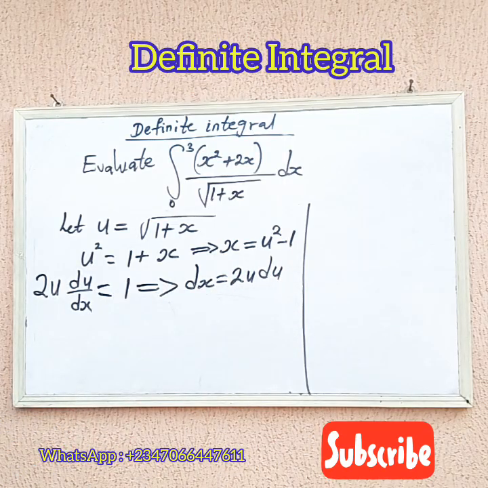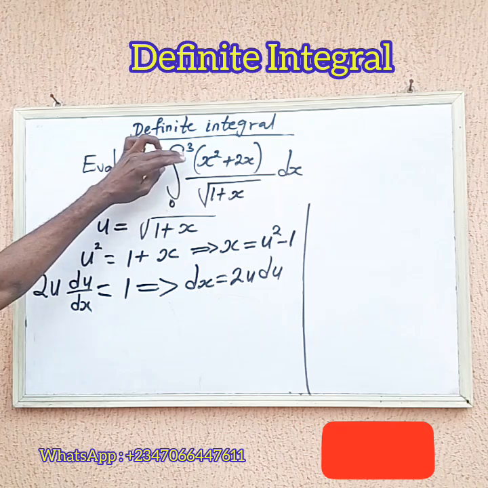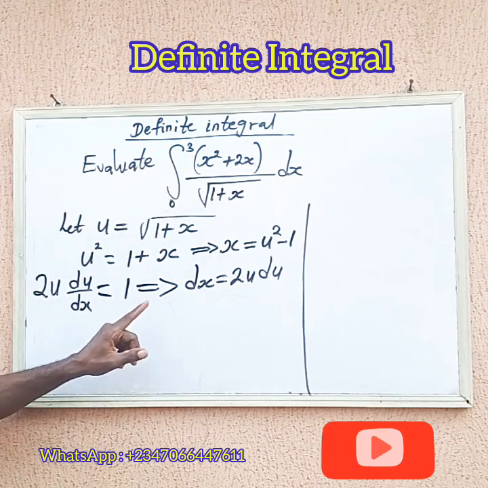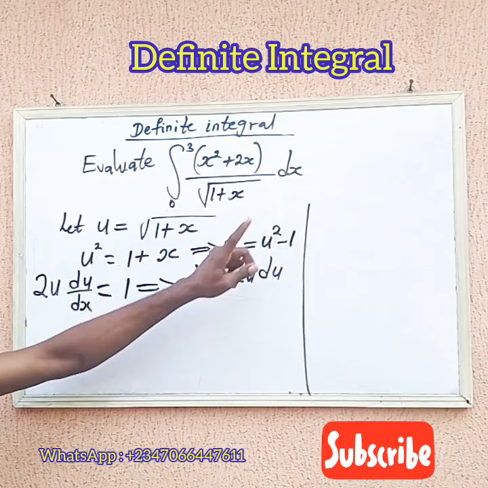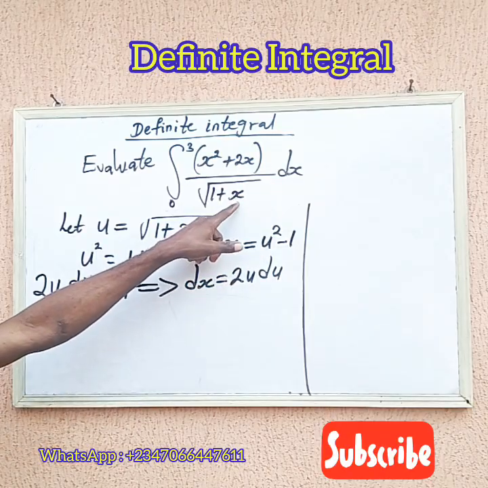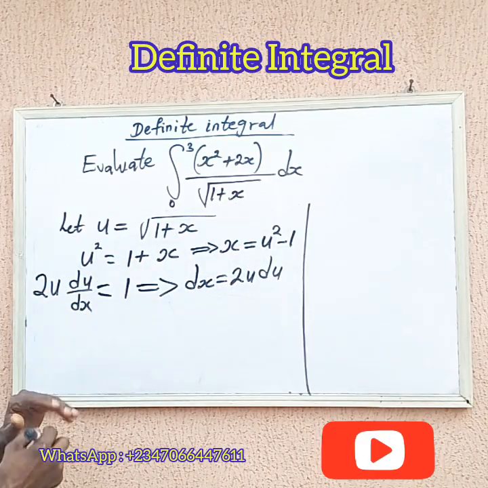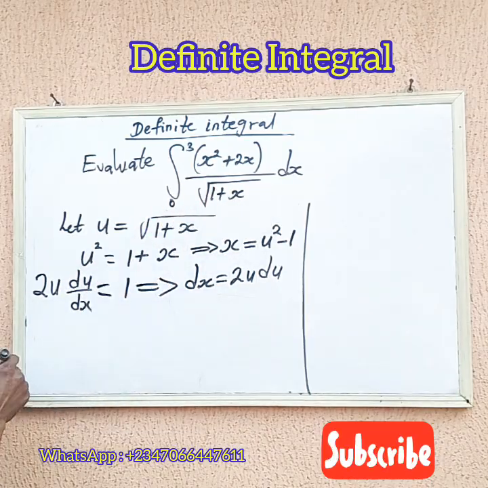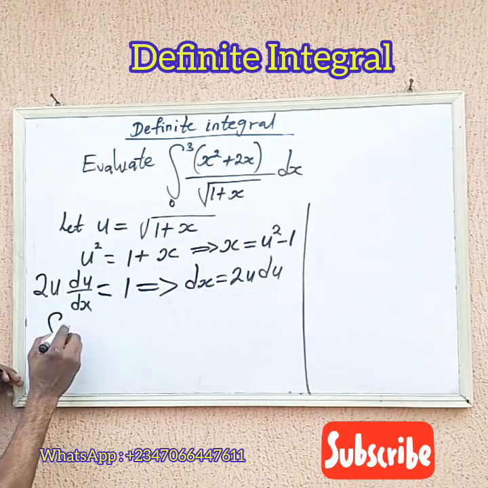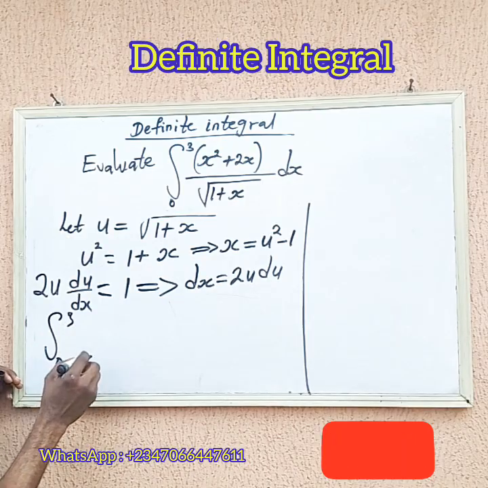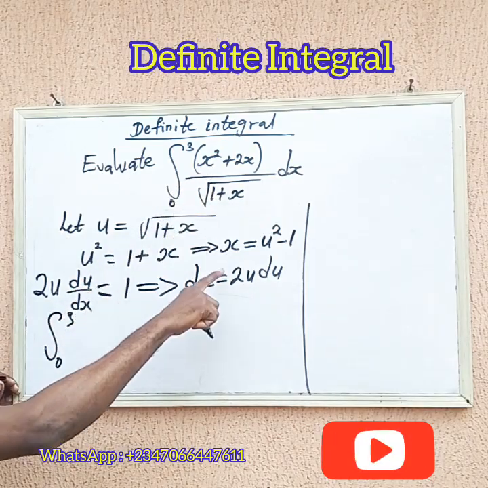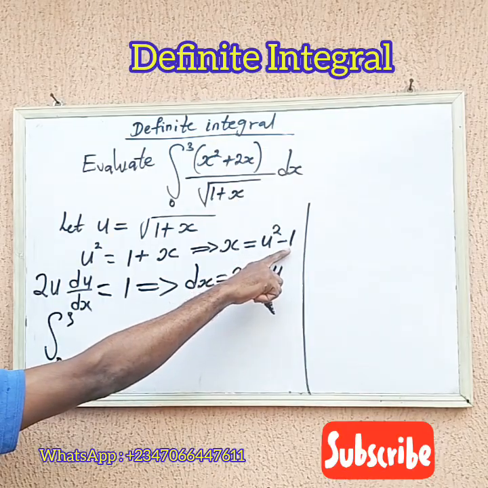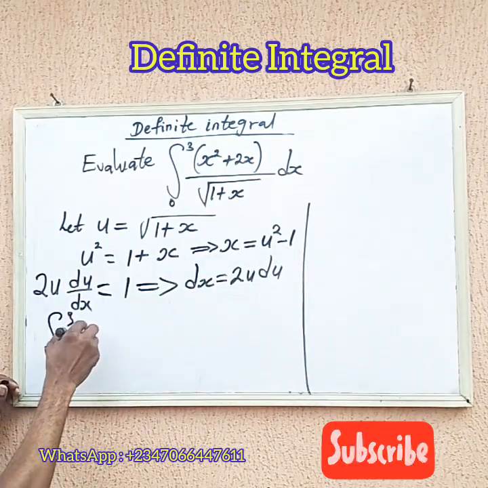Good. Now let us go back to our question. We are going to substitute for dx, and we are going to substitute for x, and u is going to represent the square root. So here will now give us the integral from 0 to 3. Wherever you see x, that is u squared minus 1. That is the value for x, so use it to replace x.